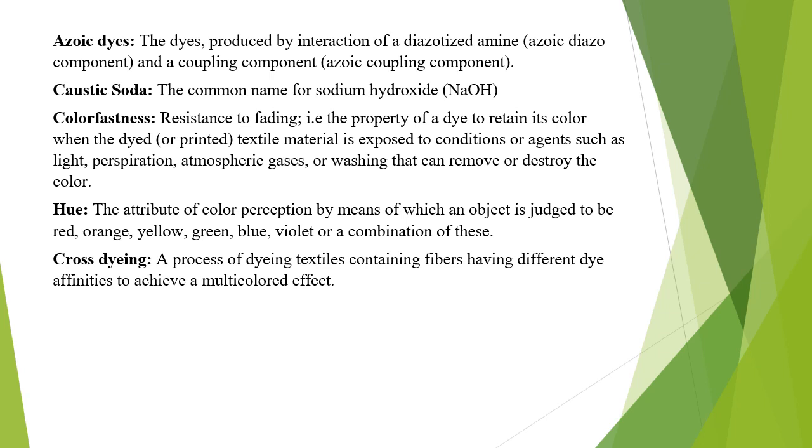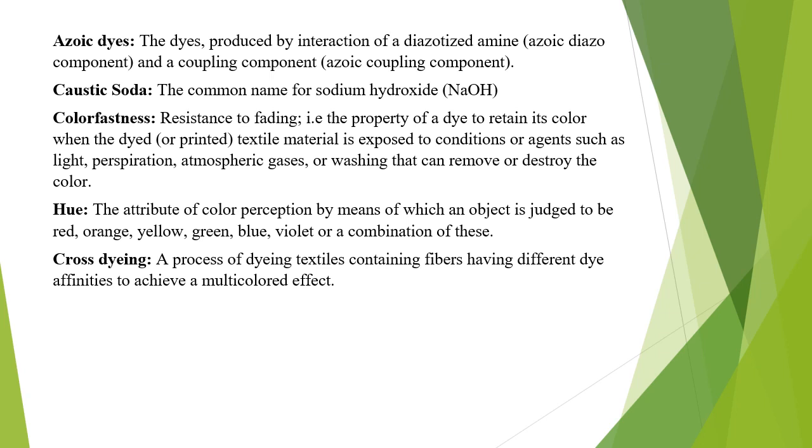We look at the term hue. Hue is the attribute of color that allows it to be classified as red, blue, green, or others. Hue is one of the three characteristics of color, along with value, which is the lightness or brightness, and chroma, which is purity and intensity.